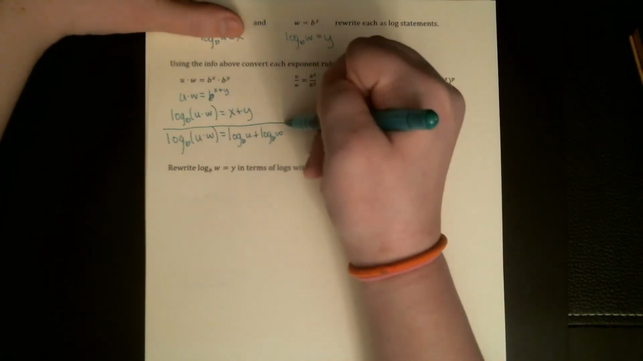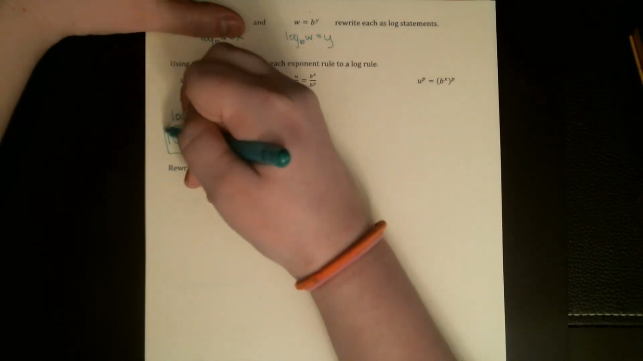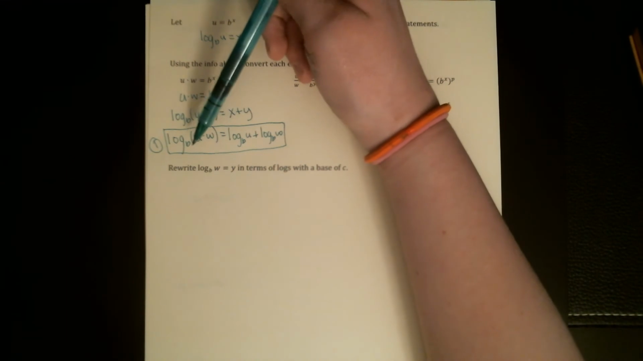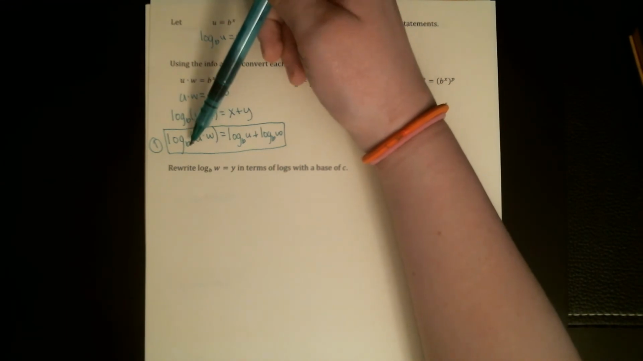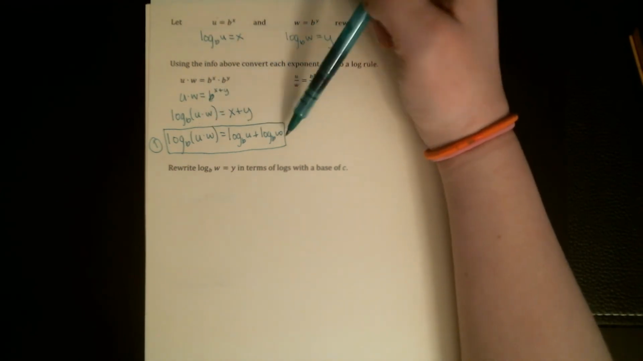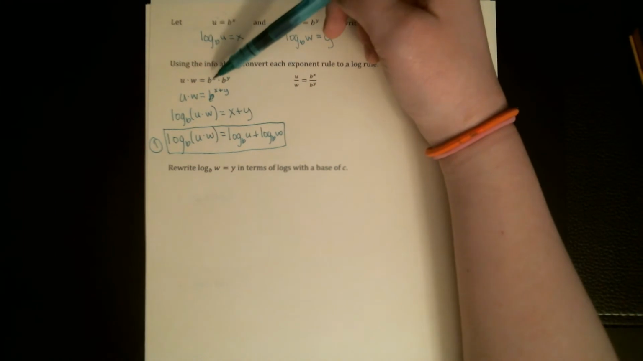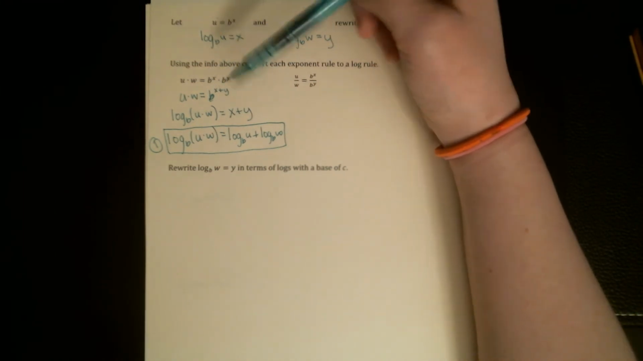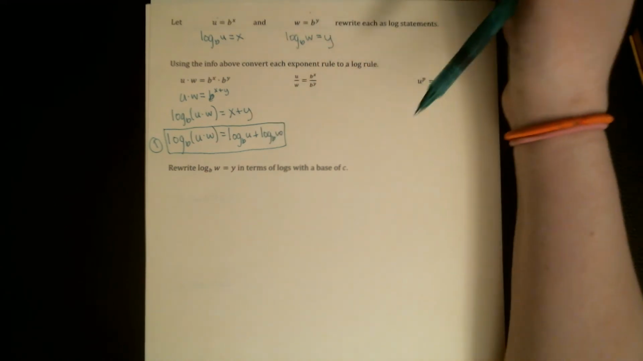So this is log property number one. Again, the exponent property is if you're multiplying two things with the same base, add exponents. And here in the log property, it says if you're looking for the power of b that will give you the product, you should add the powers of b that give you u and w. So it's that same property. Multiplication with the same base means add exponents, but it's rewritten with logs.